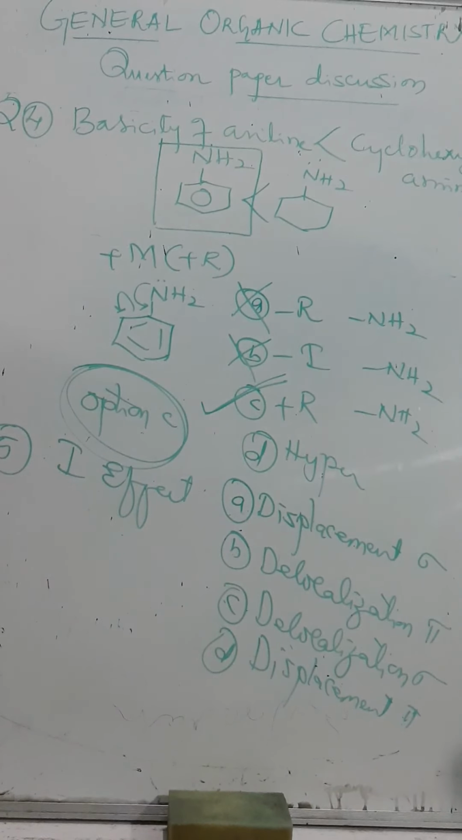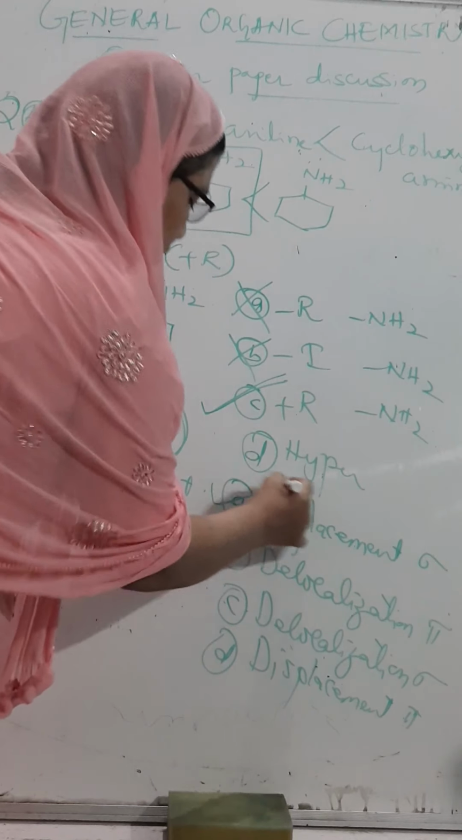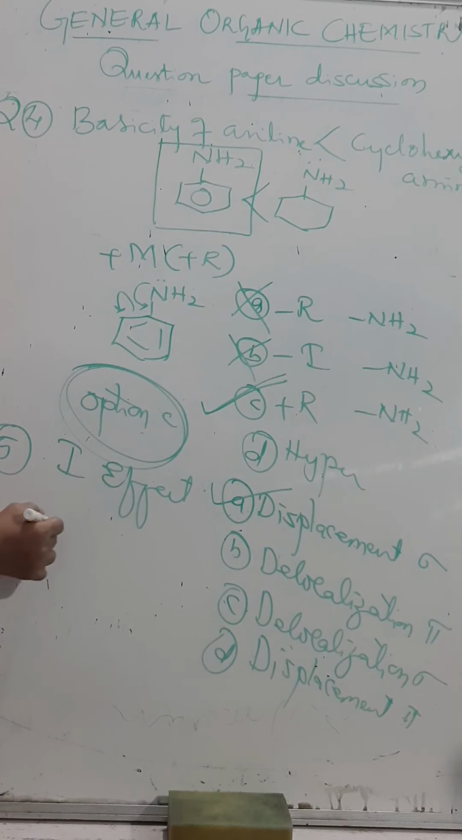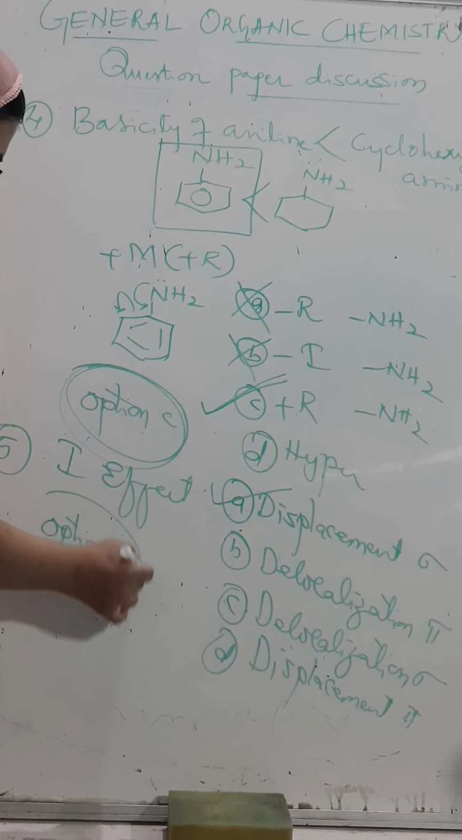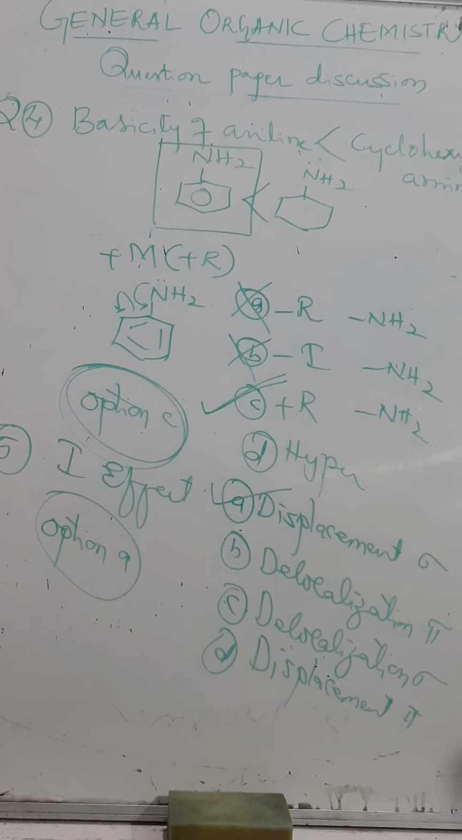Displacement of pi electron. Based upon the definition I gave, tell me the answer. Yes, option number 1, so the answer is option E. If you are perfect with the basics, within 1 minute you can answer such type of question. This question is very simple.